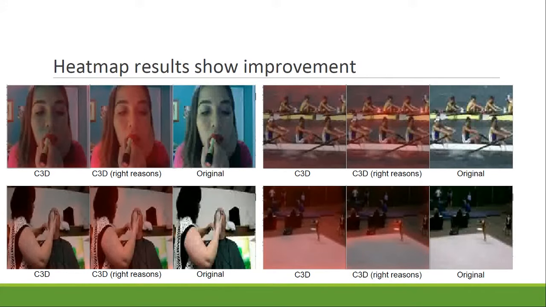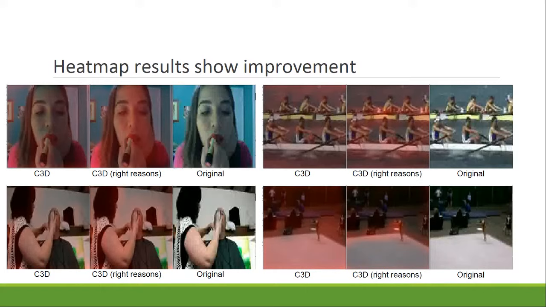Here are the resulting heat maps, and they show that training with the new loss function does create an improvement in the heat maps. Here are 4 examples of inputs and overlaid heat maps. As you can see, the leftmost image is simply the heat maps from the original C3D model. The middle image is using the right reasons loss function, and the rightmost image is the original image.